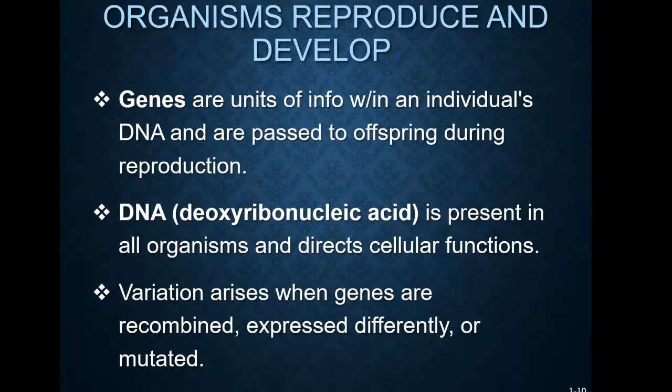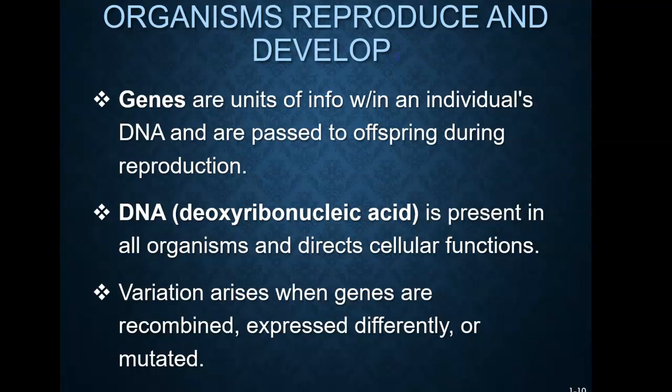So how do we develop? What's controlling all that? Genes are the units of information within an individual's DNA and are passed to offspring during reproduction. We know that DNA stands for deoxyribonucleic acid and is present in all organisms, and it is responsible for directing the cellular functions. Depending on which part of the gene is being expressed, it tells whether that cell is going to become a muscle cell, nerve tissue, or bone tissue.